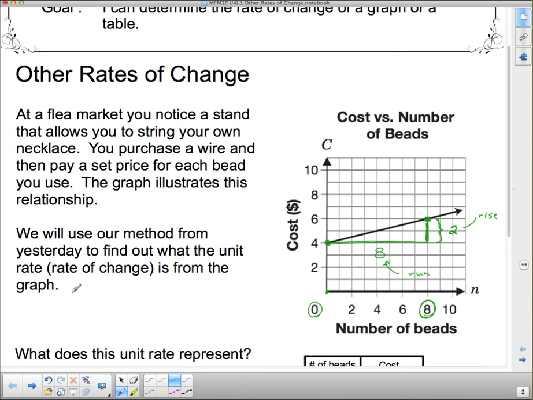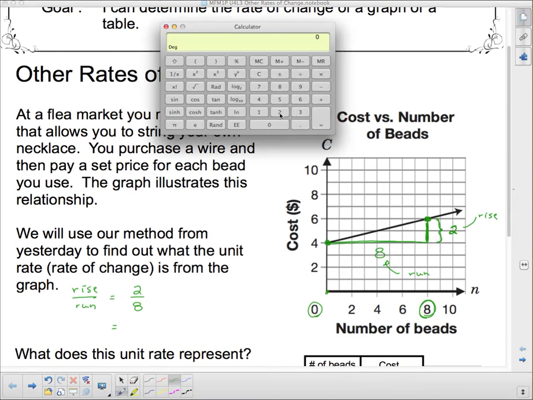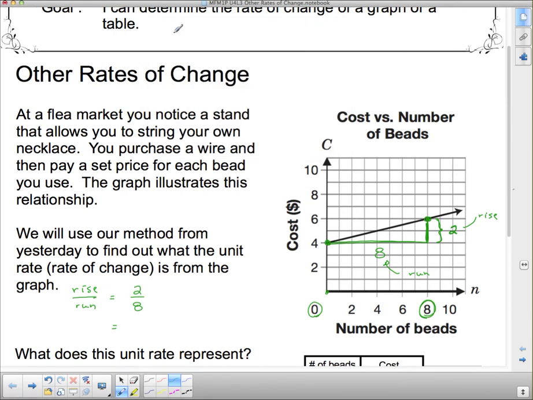So here's our unit rate. Remember, we do rise over run as our rate of change. In this case, our rise is 2 and our run is 8. And 2 divided by 8, if you actually punch that into a calculator, if you don't know, 2 divided by 8 is 0.25.